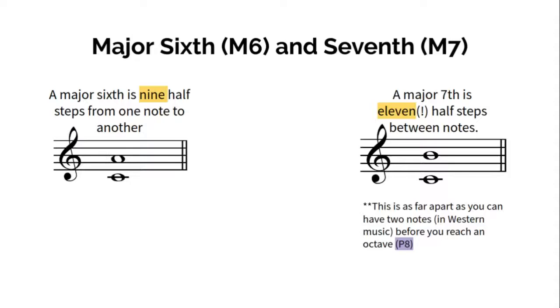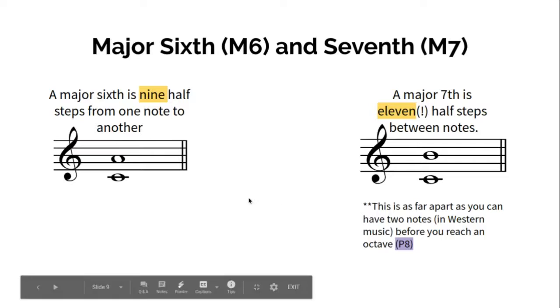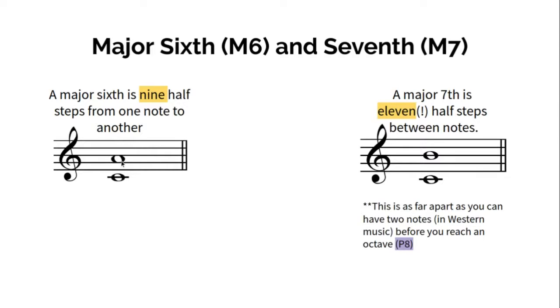Our last 2 intervals that we're going to look at are the major sixth and the major seventh. A major sixth is 9 half steps from one note to another. So again, we're getting further and further. C all the way up to A, 1, 2, 3, 4, 5, and 6.